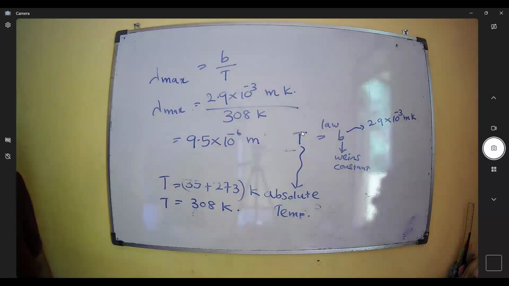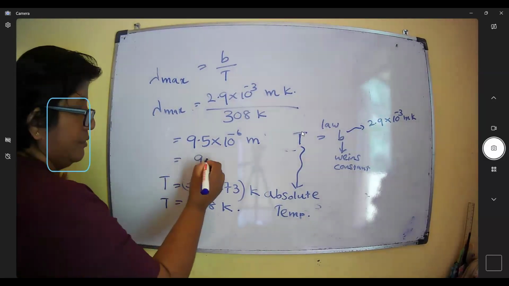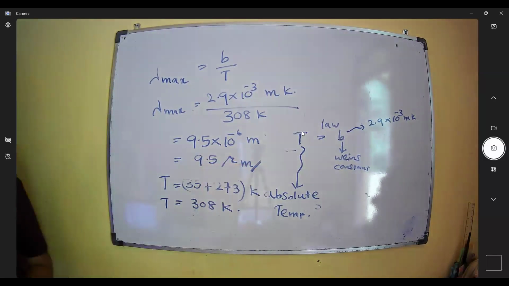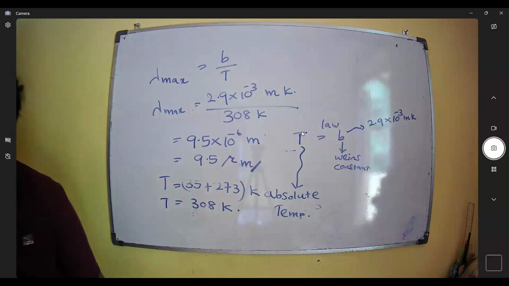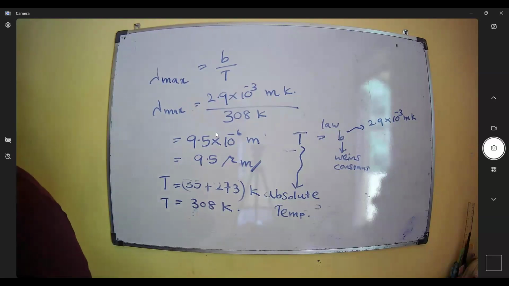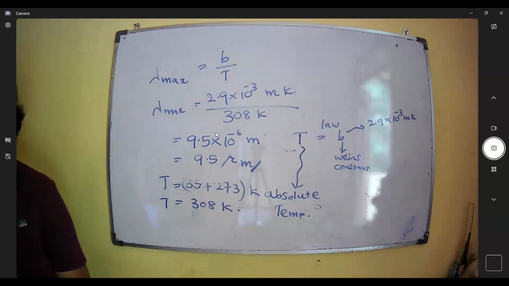Then the answer is 9.5 times 10 to the minus 6 meter, or if you want, write this as 9.5 micrometer. The answer is in micrometer. We will see the next section. Then you can work this out. Write down this: lambda max T is equal to B. Then you should remember the equation behind this black body radiation.